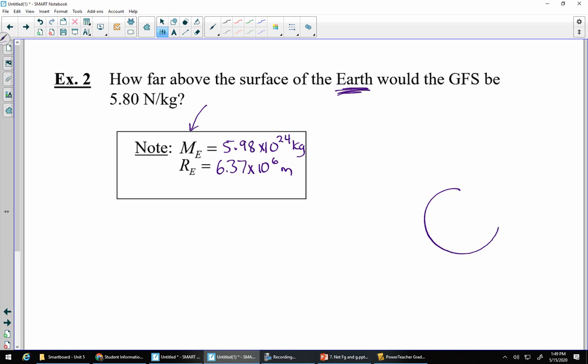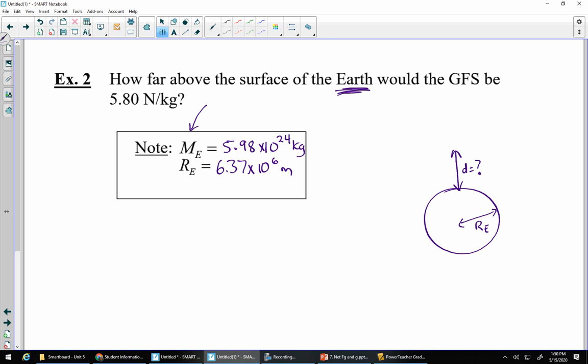So here's the Earth, and here is the capital R there, so I'll use capital R over here. Here's the radius of the Earth. The question is, how far above the surface of the Earth? So there's the surface of the Earth. This, the distance above the surface of the Earth, is our question mark.